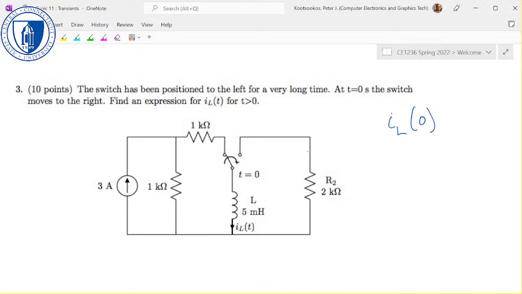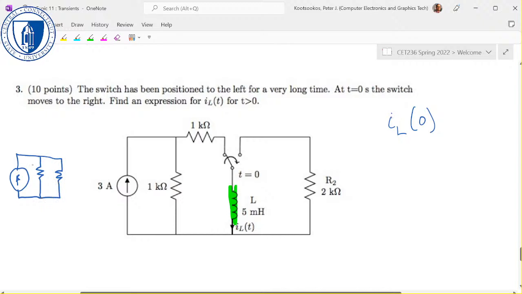Exactly. So the thing William was initially struggling with, but he got there in the end, is that this is a zero frequency supply, right? It's a constant supply. So because that's a constant supply, the inductor is just a wire. It doesn't have any impedance at zero frequency. Okay? So because it's just a wire at zero frequency, all we've got is our 3 amp and 2 1K resistors.